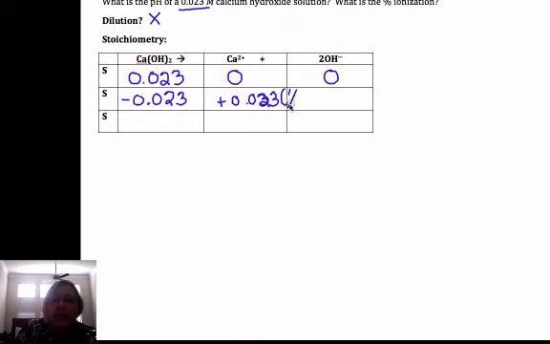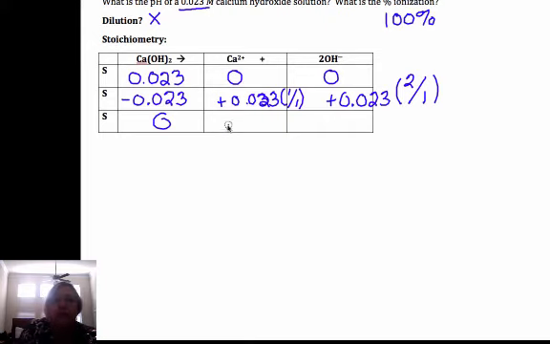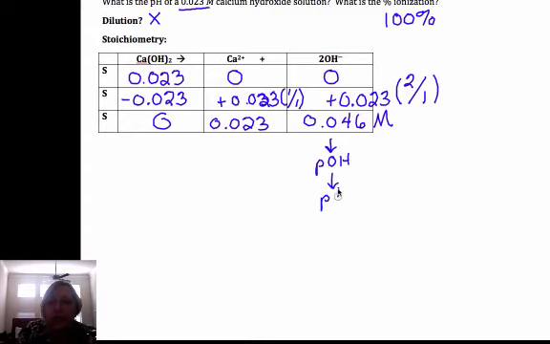Now, this time is one of the few times in acids and bases that you'll actually have something other than a 1-to-1 mole ratio, and that's right here. And that's because we get 2 hydroxides for every 1 calcium hydroxide. So this is 0, and again, a strong base ionizes 100%. This is 0.023, and this is 0.046 molar.